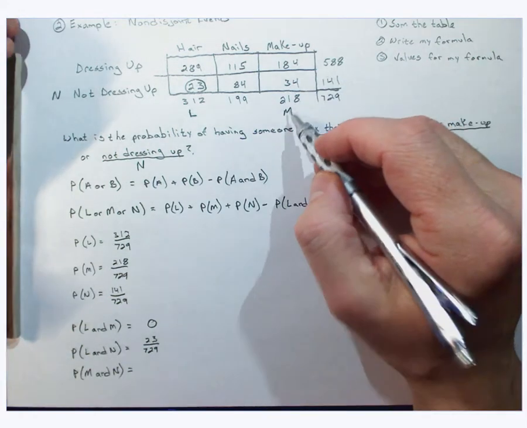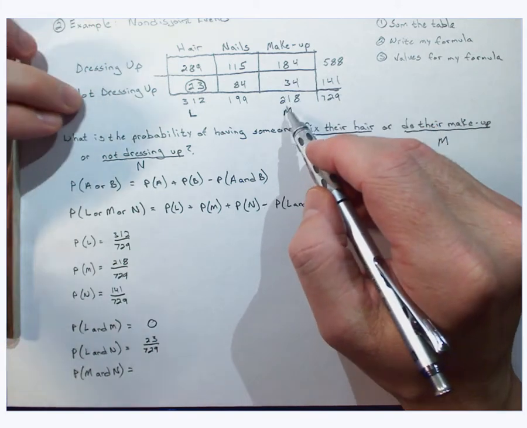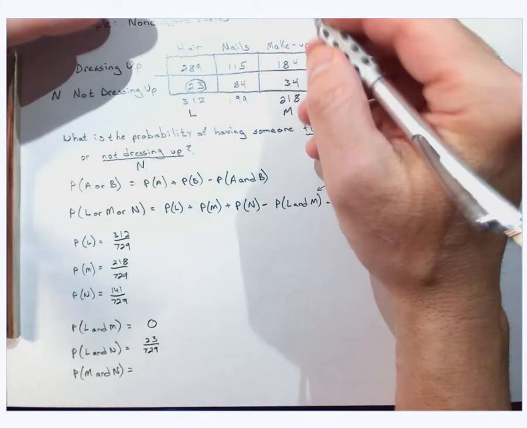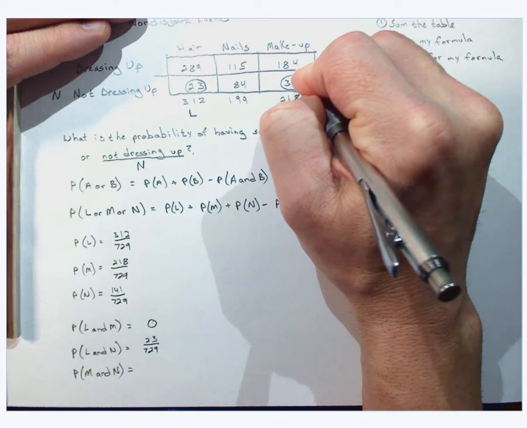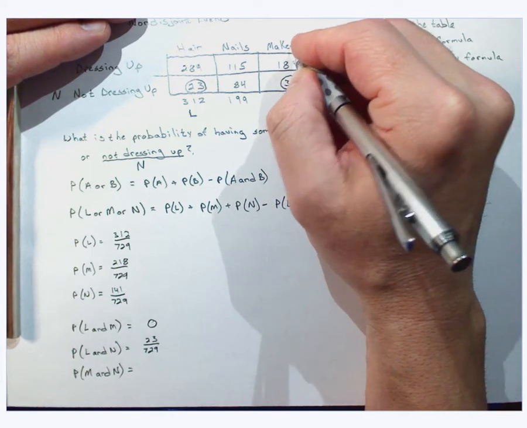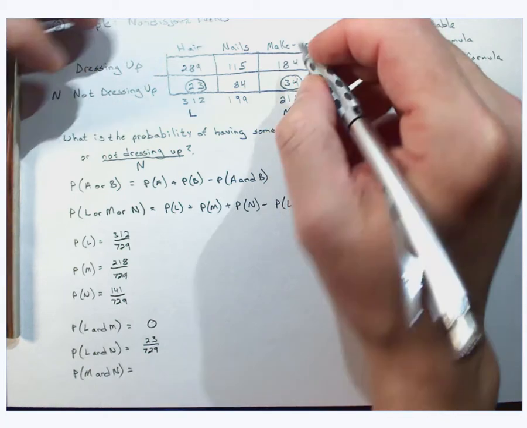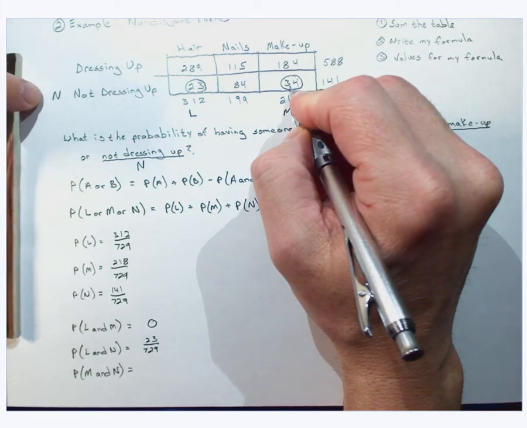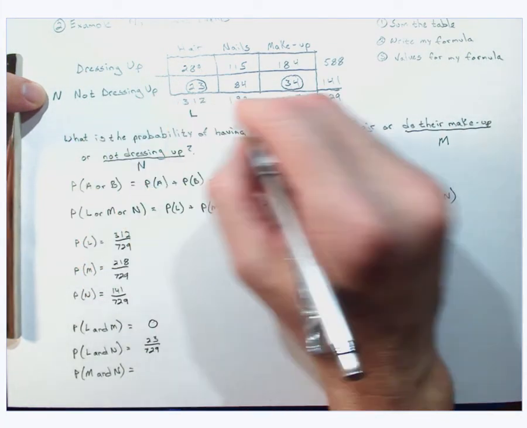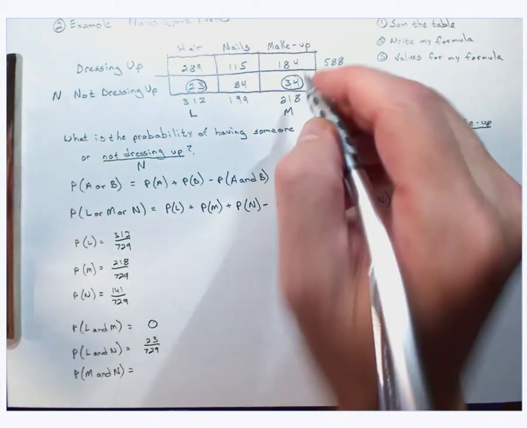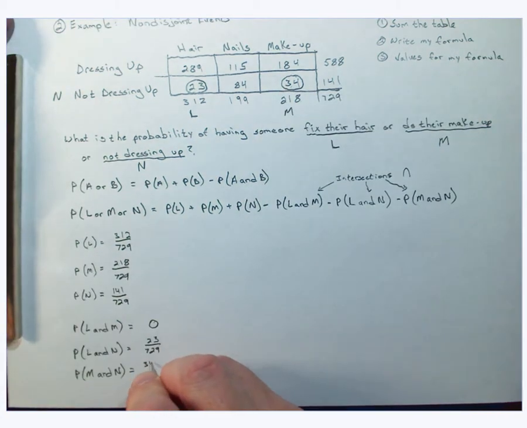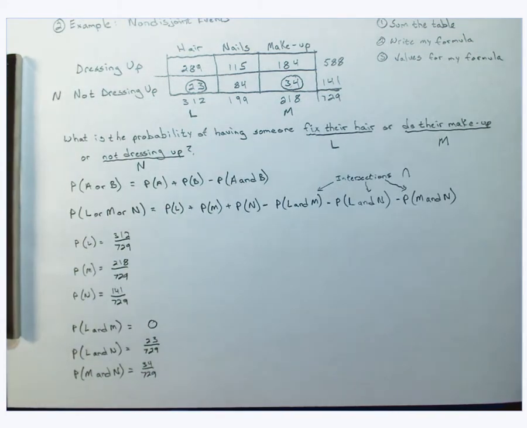And let's see, you find the intersection of M and N. M is makeup, it's right here. N is not dressing up. Where they intersect, the value is 34. Again, did I use 34 whenever I summed up makeup? Yes, I did. 184 plus 34. And did I add in 34 whenever I summed up not dressing up? Yes, I did. So I have to get rid of one of those. So 34 over 729.